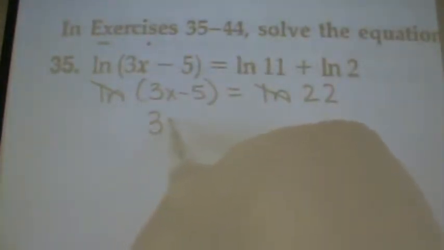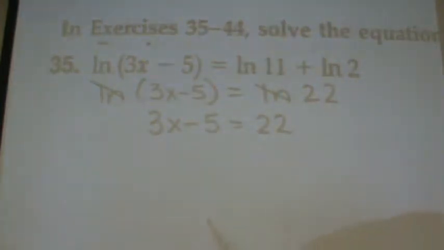So you have 3x minus 5 equals 22. What do you think you're going to do next? Add 5, and then what? Divide by 3, and your answer is 9. And just take a second, and if you plug 9 in here, is it going to work? Yeah, it's fine.